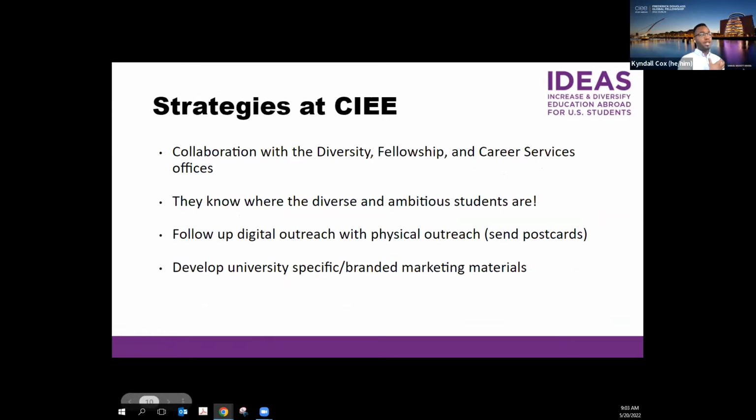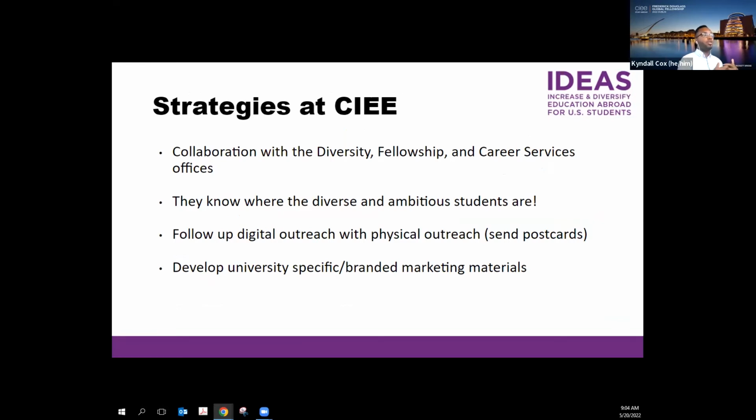Some strategies that we employ in particular with regard to the Frederick Douglass Global Fellowship and reaching diverse students is to collaborate with DEI and fellowship and career service offices to encourage them to spread the word about the fellowship. I've said at many a conference, as I'm sure many of you have, or talked in your office about how do we get to the diverse students. Where are they? They're not coming in the office. They don't think study abroad is for them. How do we get to them?